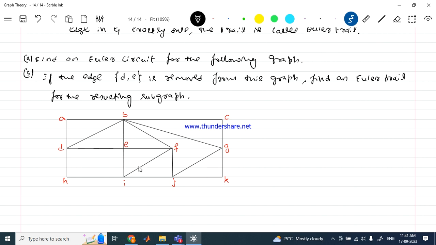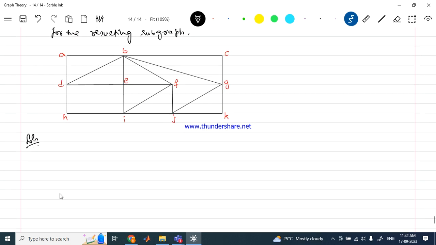So I should find the Euler circuit. What is the meaning of finding an Euler circuit? I can start from any vertex and I should end up with the same vertex. But when I reach this vertex back, I should have traversed through all the edges which are present here, exactly once. Otherwise it won't be a circuit at all. And the second part of the question is, I should find an Euler trail of the subgraph which is obtained by deleting this edge. Okay, so first let me find the Euler circuit.